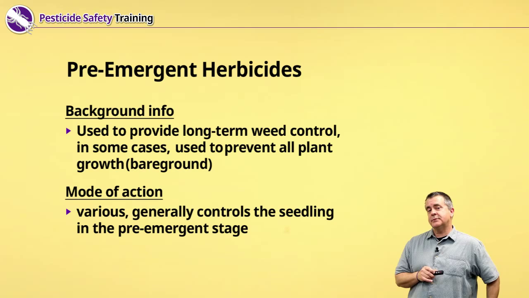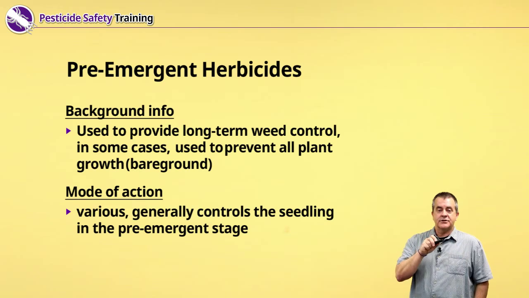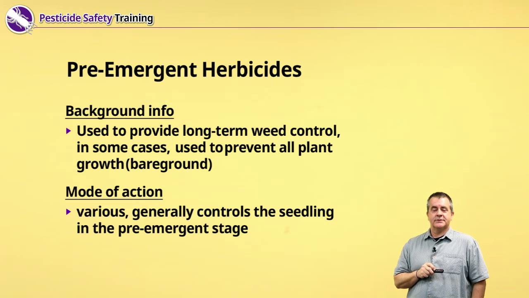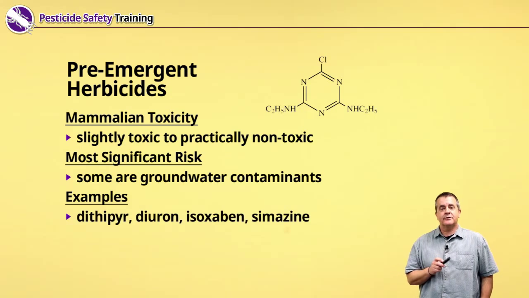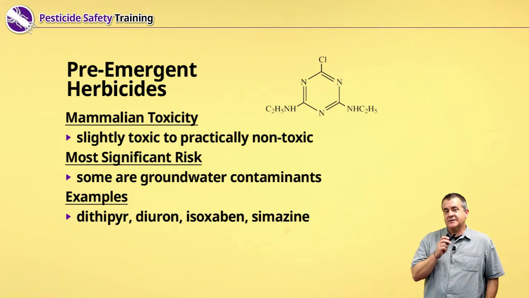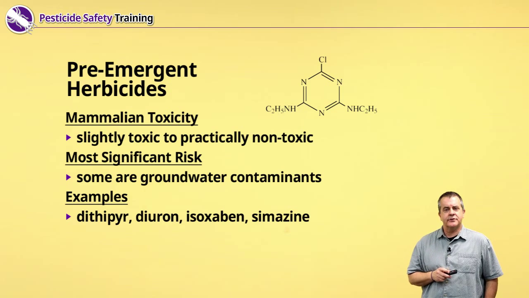So these pre-emergent herbicides would be used in those settings to provide long-term control. There's a lot of different modes of action of these herbicides, but most of them focus on controlling the seedling while it's still under the ground in the pre-emergent stage. When it comes to mammalian toxicity for the pre-emergent herbicides, they run from the slightly toxic down to the practically non-toxic. The most significant risk of these pre-emergent herbicides is groundwater contamination.